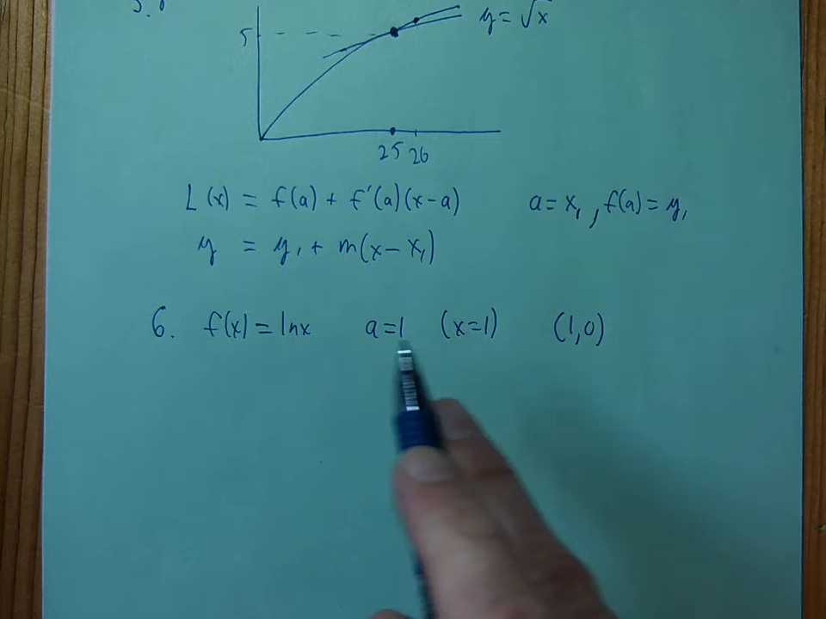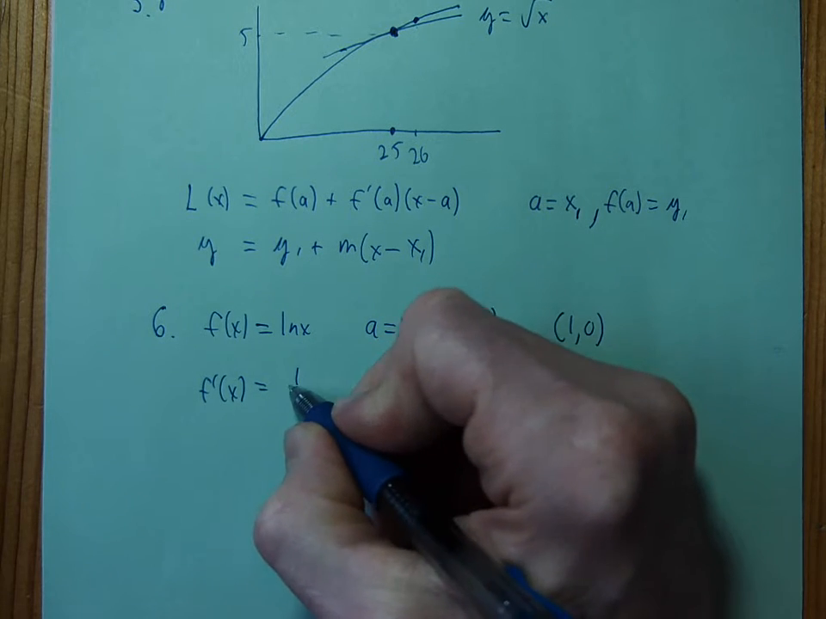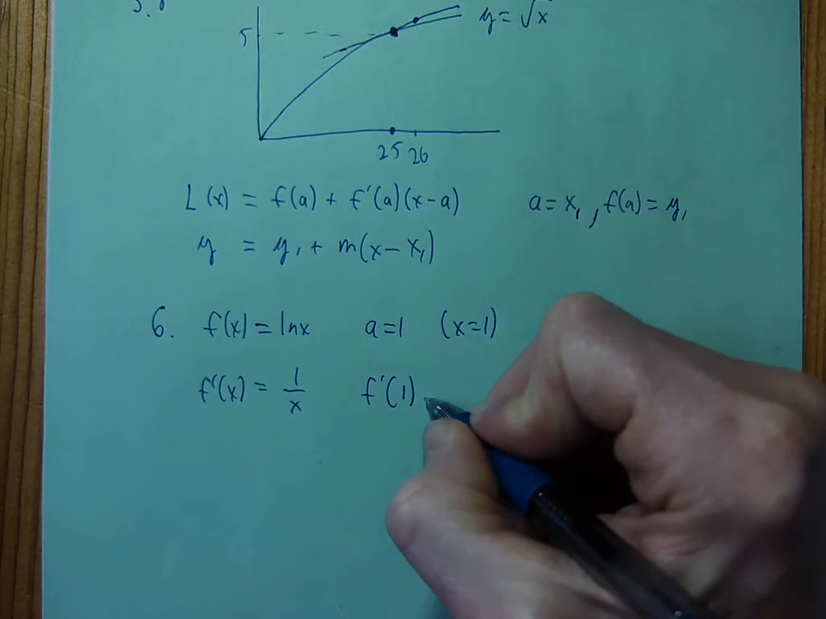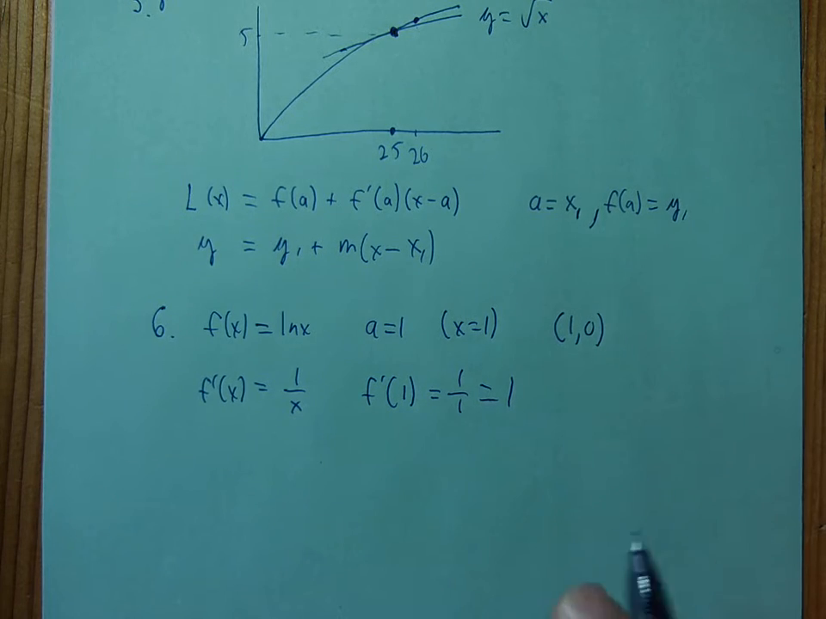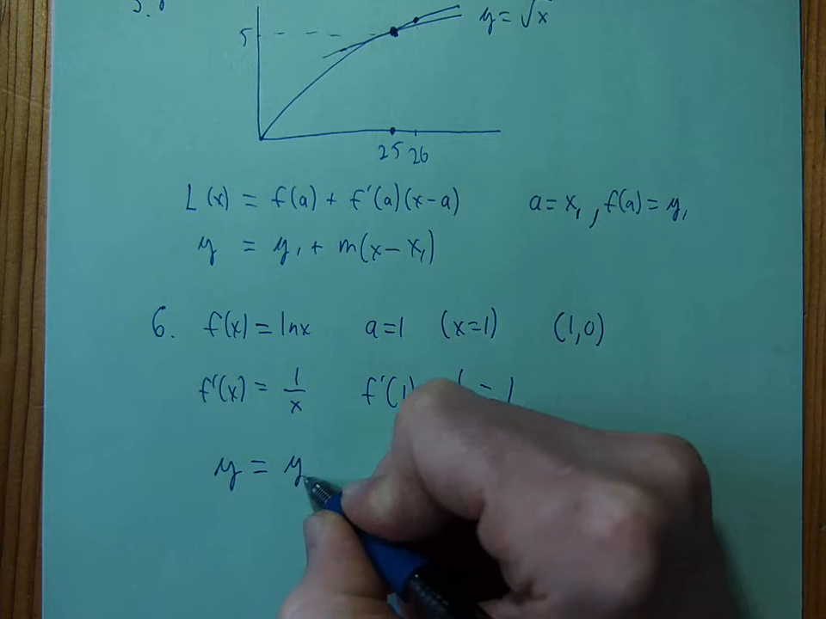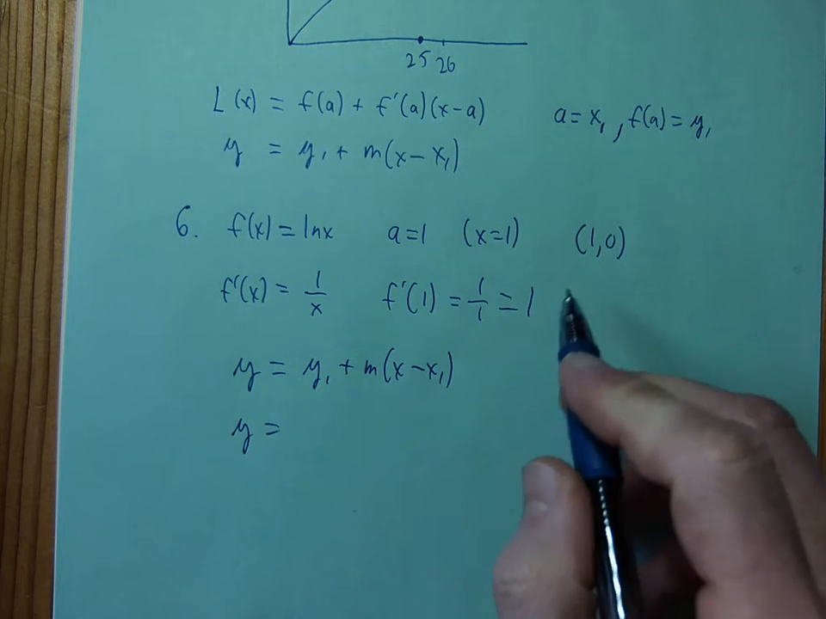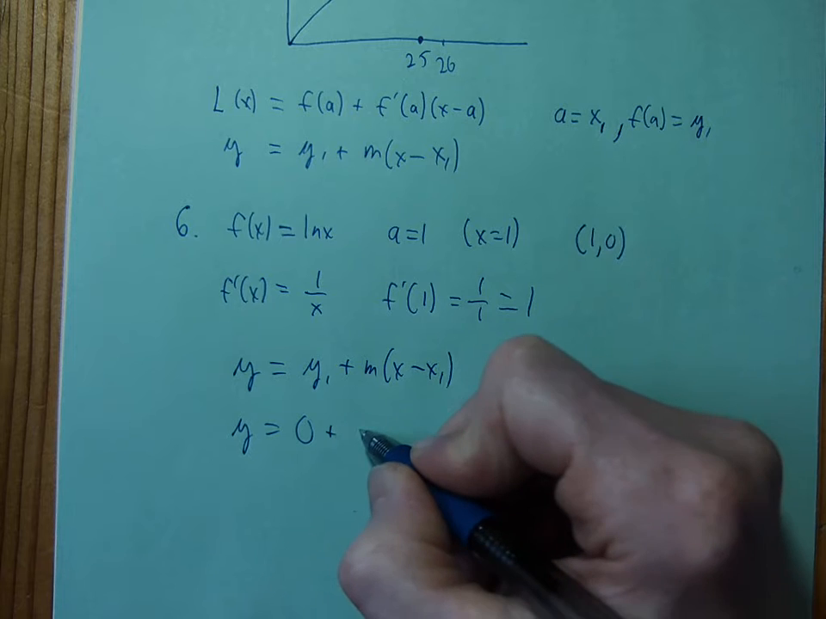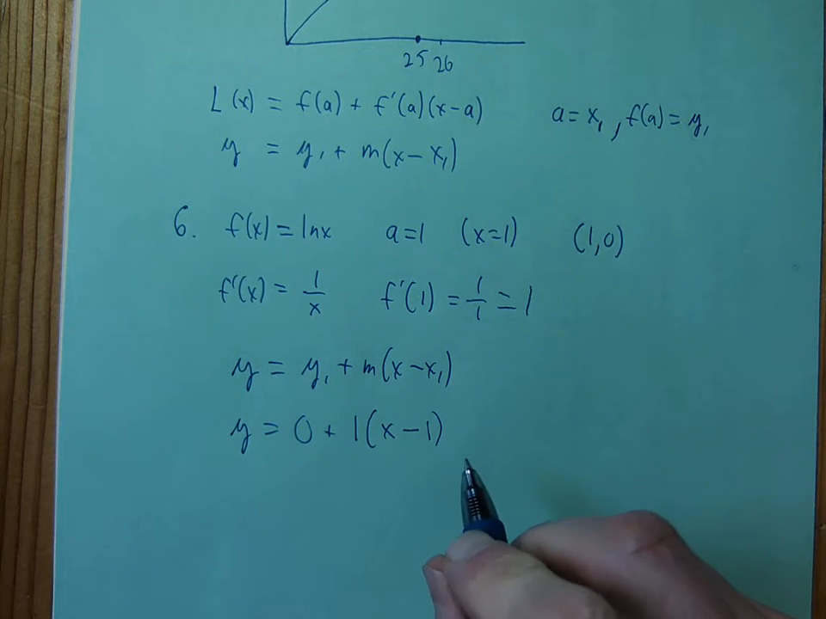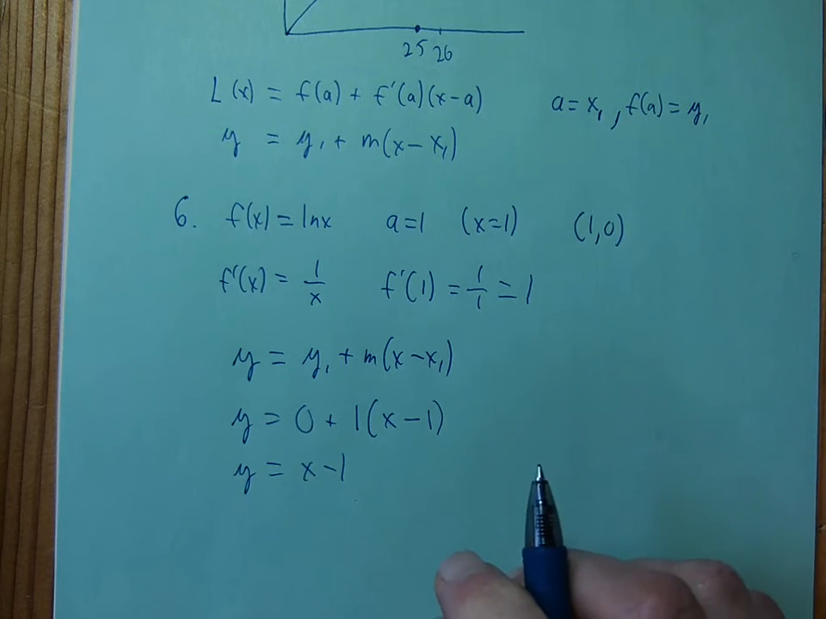So we take the slope at that point, and then we can find our line. The slope is the derivative, so f prime of x is equal to, take the derivative of ln x, that's just 1 over x. That was easy. And the slope at a equals 1, f prime at 1, is 1 over 1, which is 1. So our slope is 1, our point is (1, 0). So y is equal to y1 plus m times x minus x1. So now we just plug it in. y is equal to y1, which is 0, plus the slope, which is 1, times x minus x1, which is 1. Or y is equal to what? x minus 1. So that's the answer.